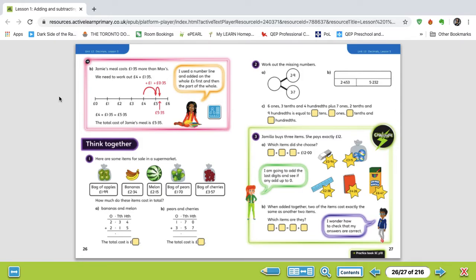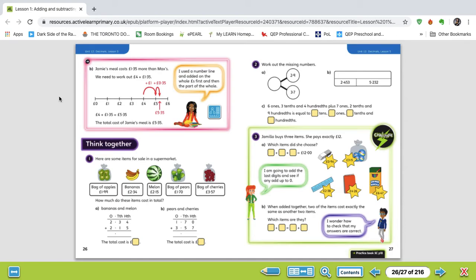Right, looking at number 2, work out the missing numbers. Like I said before in the last lesson, if we've got 2 parts, then you just need to add them together to create the whole. Okay, make sure that you're keeping your place value and you're doing any appropriate add-ons or extensions or exchanges. Right, and then of course we have our challenge.